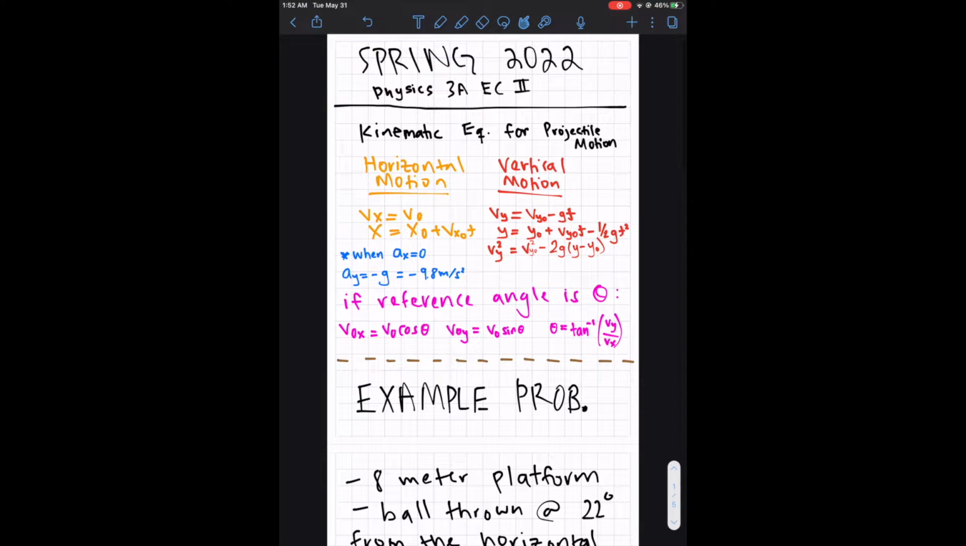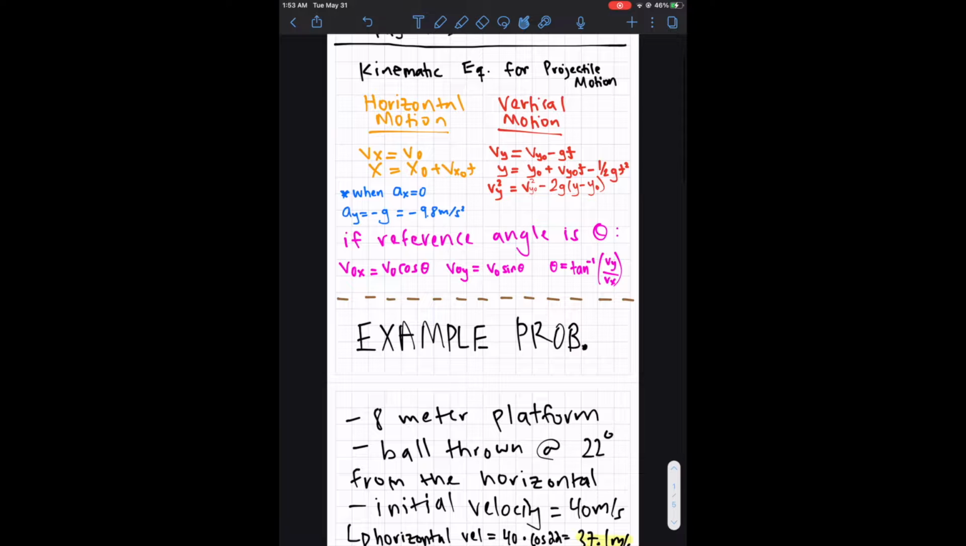Hey there, so this is the Spring 2022 Physics Extra Credit number 2 for 3A. This is kinematic equations for projectile motion. The horizontal component has its equations in orange, and the vertical component has its equations in red.